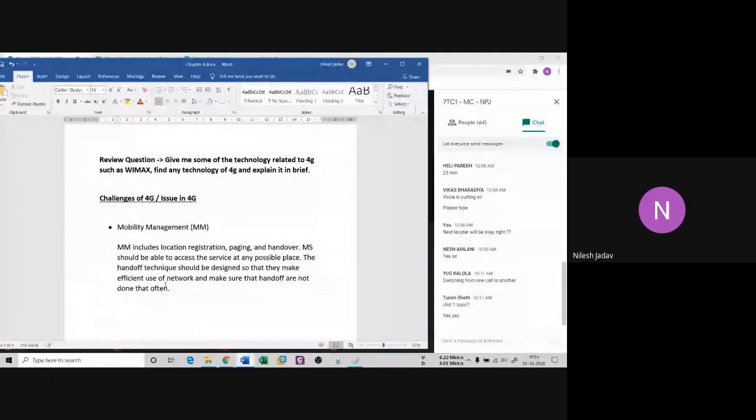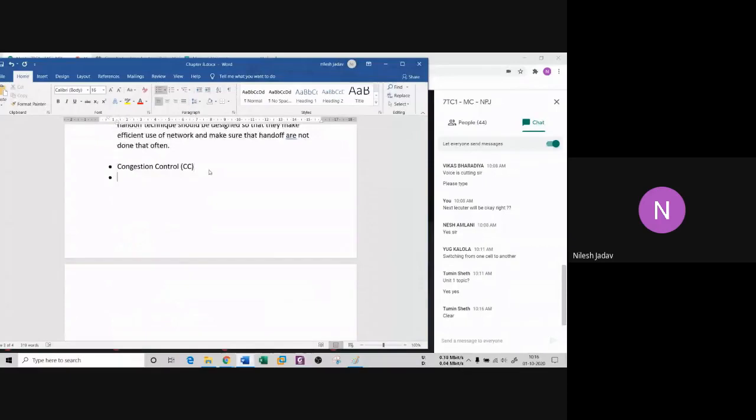Okay. Second is something called congestion control, which is always going to be there. We will call it CC. See, the congestion issue is basically a critical issue to get higher performance for fourth generation. And how can we resolve this congestion control?